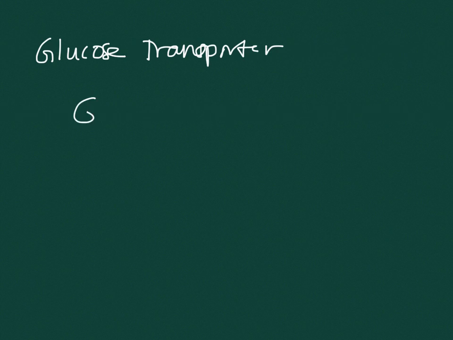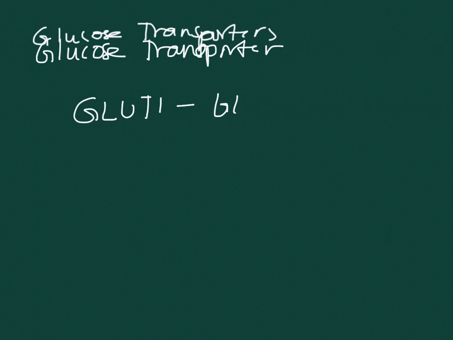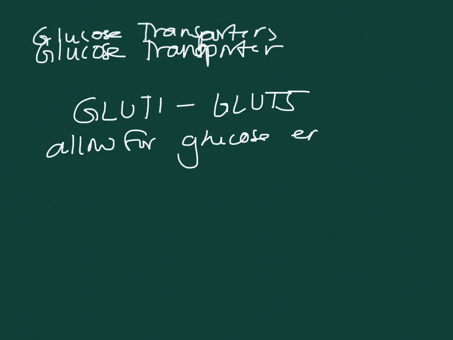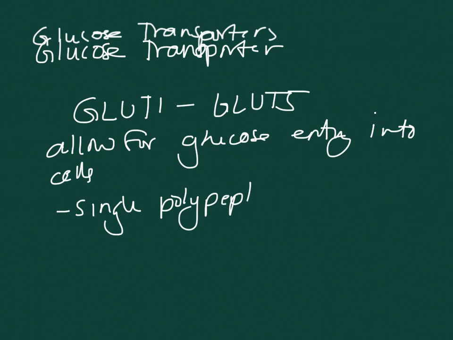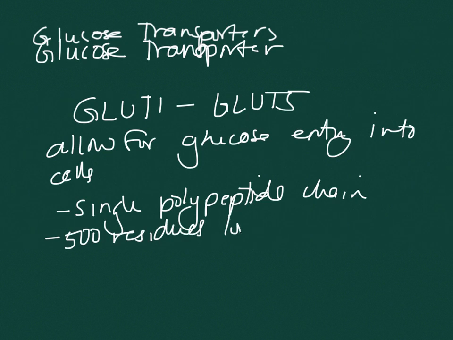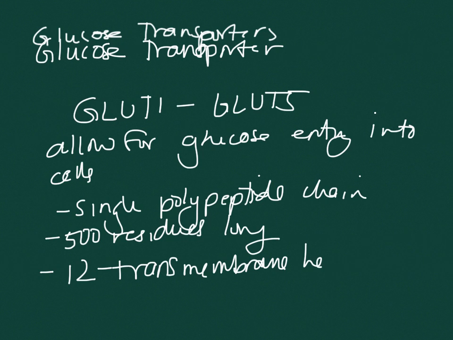Alright, now we're going to look at glucose transporters briefly in hypoxia. We have glucose transporters named GLUT1 to GLUT5, which allow for glucose entry into cells. Typically, these transporters are a single polypeptide chain, 500 residues long, and have a 12 transmembrane helix structure. So we are spanning the cellular membrane here.